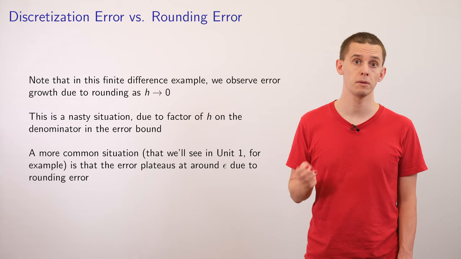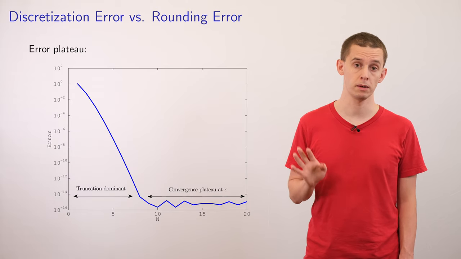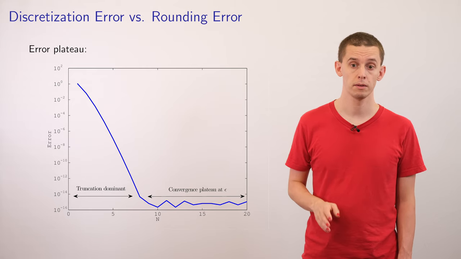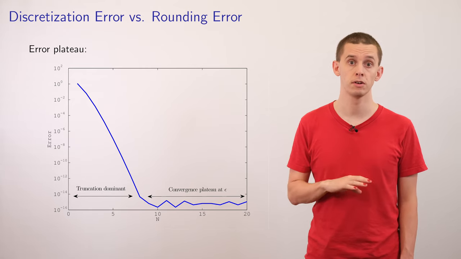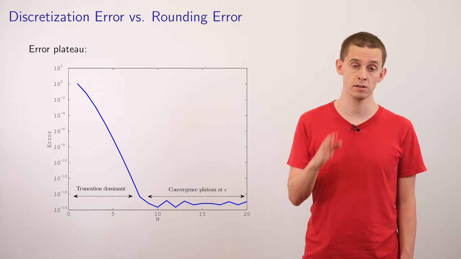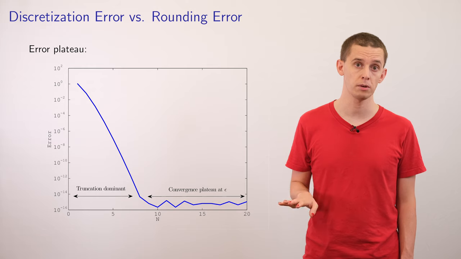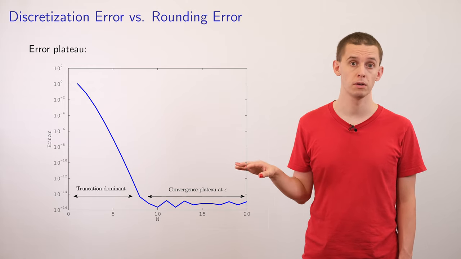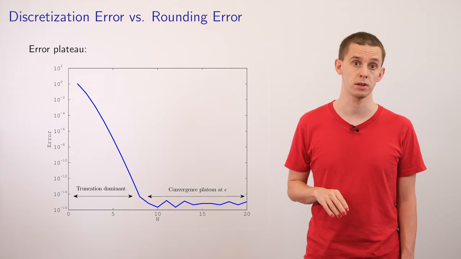So for example, our error might look like something shown in this semi-log plot, where we're showing the total error as a function of some number of iterations n of some algorithm. And as n increases, the error might go down, but then it will hit the point where it will plateau around this precision of epsilon.